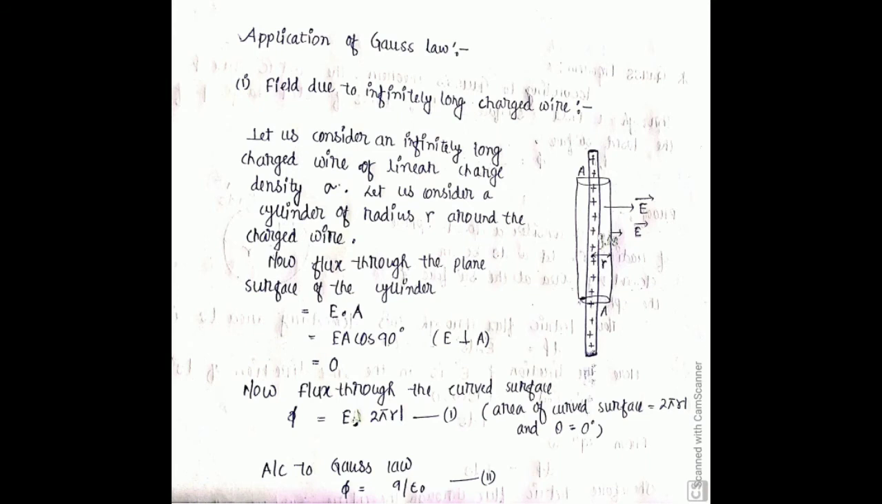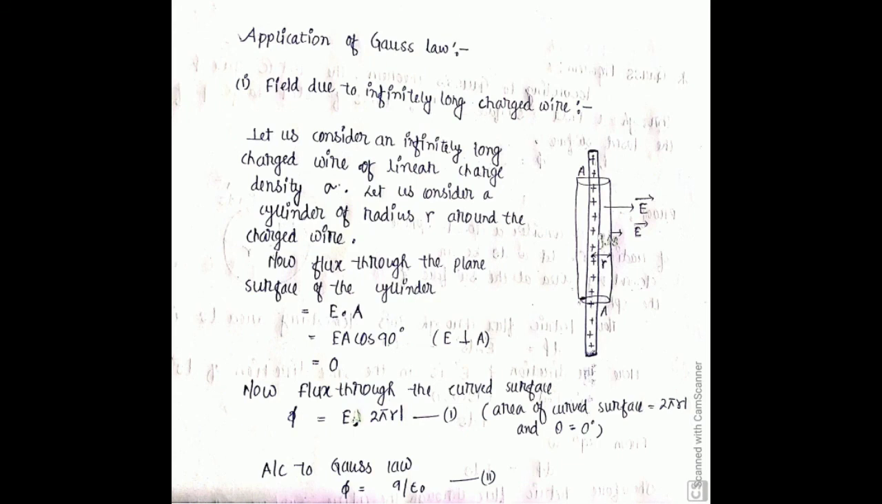cylinder of radius r. Now electric flux through the plane surface of the cylinder is obviously 0, because the direction of electric field is perpendicular to the direction of this plane surface. So E dot A is equal to EA cos 90 degree. Of course the angle is perpendicular, as I have already mentioned, so that is 0. Now the rest is the curved area. So electric flux through this curved area would be E dot 2 pi r l, because the angle is 0, and the total curved surface area is 2 pi r l.